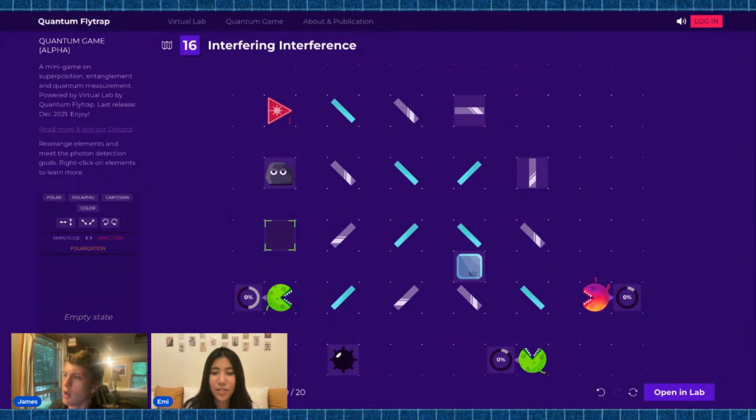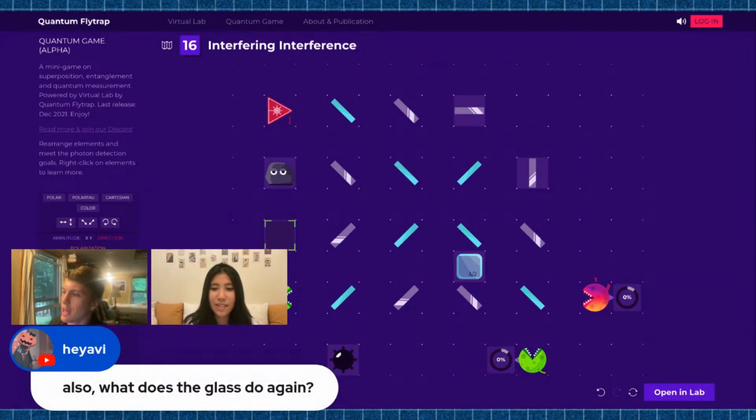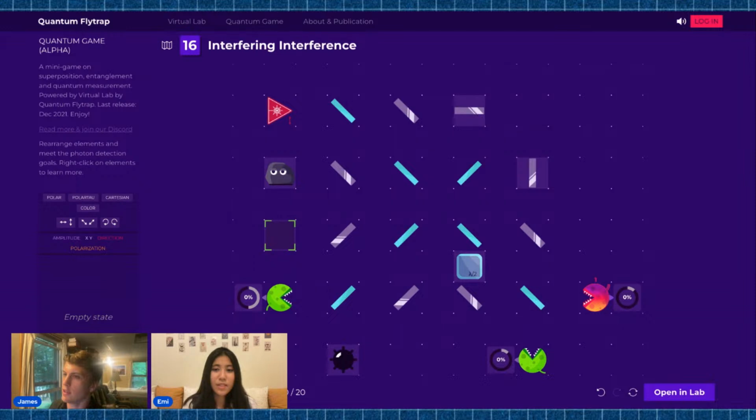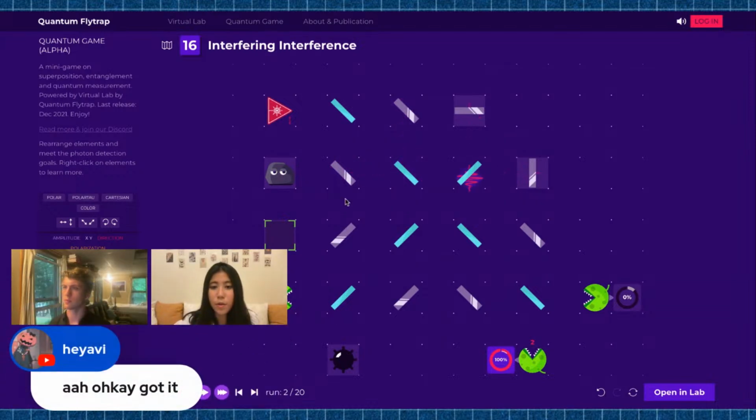Yes. Okay. Akhilesh asked, what does the glass do again? It changes the phase, which changes the behavior when they interfere. Yes, absolutely. In this case, what it does is it changes it by a phase of half a wavelength. And that means that it is going to be completely out of phase, which means if without this glass the end state was to go to this bottom detector, instead of going downwards, instead of having a vertical motion, it's going to have a horizontal motion.